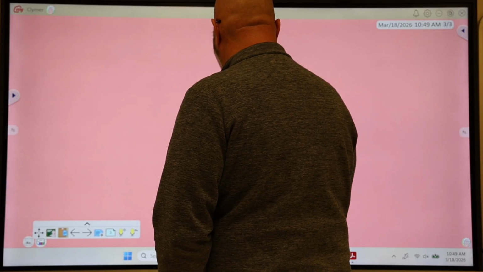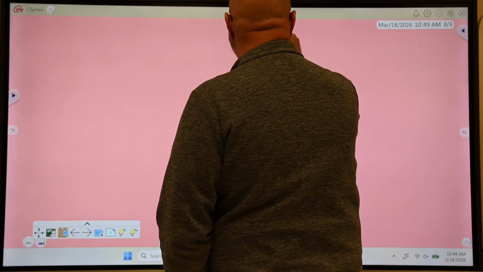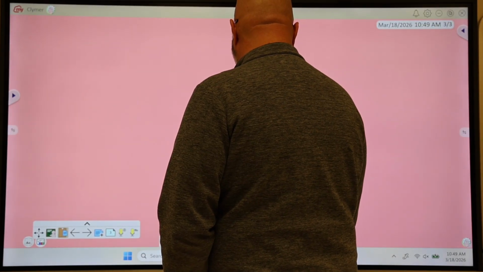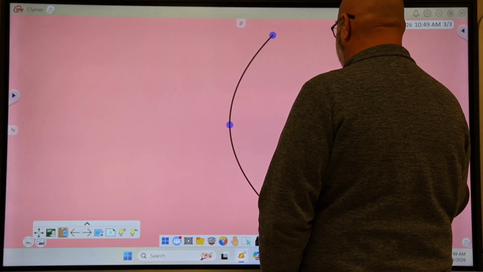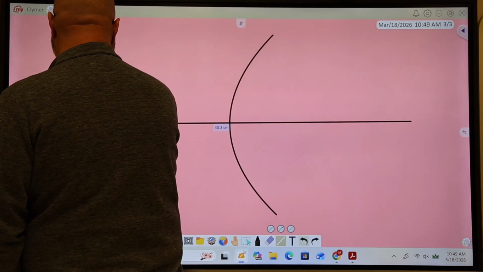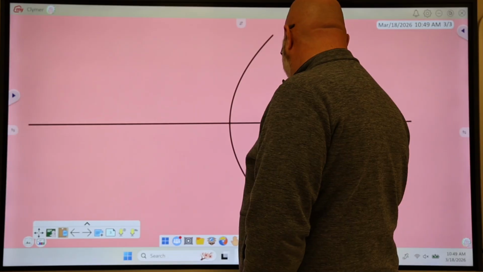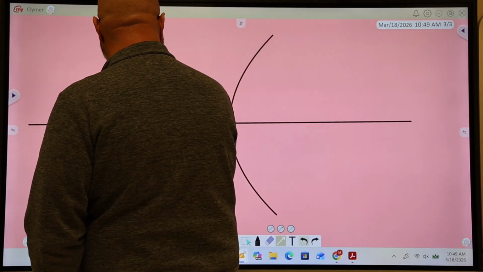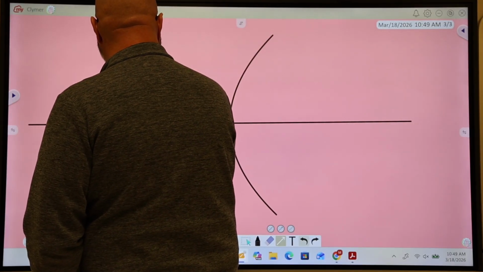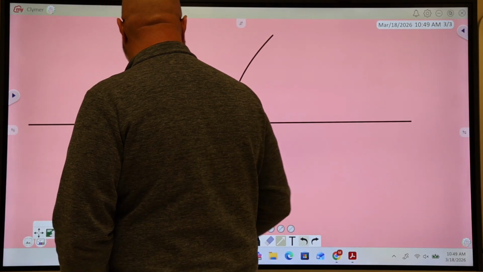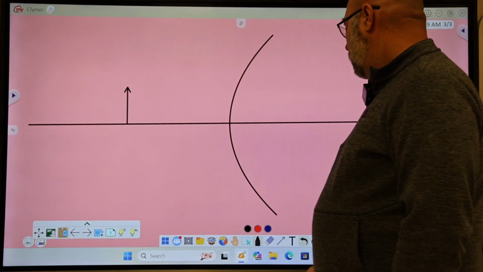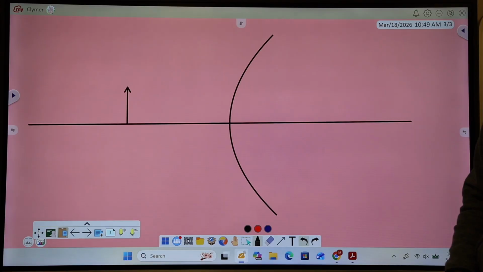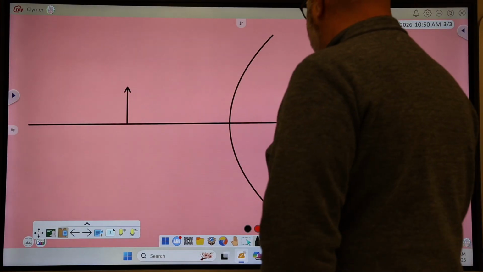Let's make it weird. We're doing the opposite this time. Concave. Just asking. So to answer your question, this is now the other type of curved mirror. What would we call this kind of mirror? Convex.